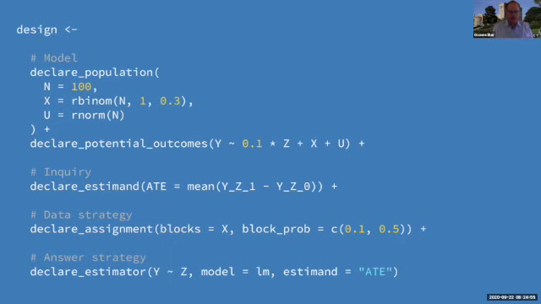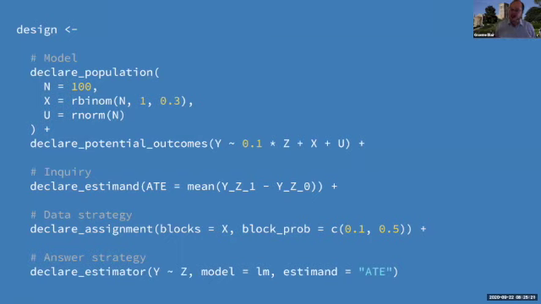The second piece is our inquiry. In this case, we're going to run an experiment, and our inquiry is going to be the average treatment effect. The average treatment effect is the mean difference between the potential outcomes. Potential outcomes are how outcomes respond to treatment. We can imagine what outcome each unit would have received if they were assigned to treatment, and what outcome they would have received if they were assigned to control. Obviously, each unit is only going to be assigned to one of those two conditions.